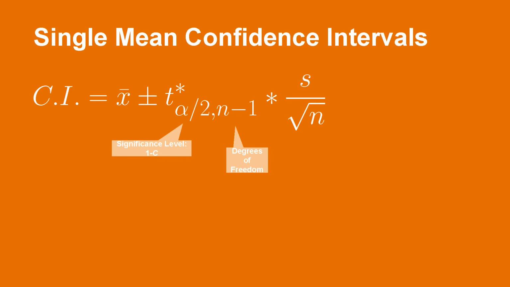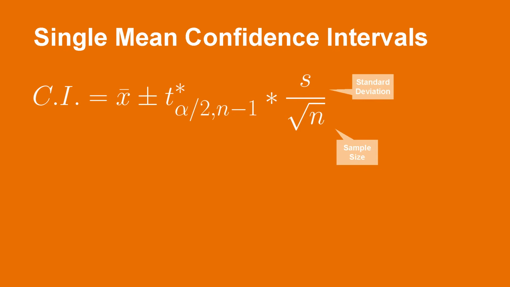The t-multiplier is a function of the significance level over 2 to specify that we are working with a two-tailed confidence interval, and the sample size, or more specifically, the degrees of freedom in the problem. For the single population mean, these degrees of freedom are simply equal to the sample size minus 1. In general, this multiplier is bigger for higher confidence levels and smaller when there are many degrees of freedom. The standard error for this problem is equal to the standard deviation of the sample data divided by the square root of the sample size.